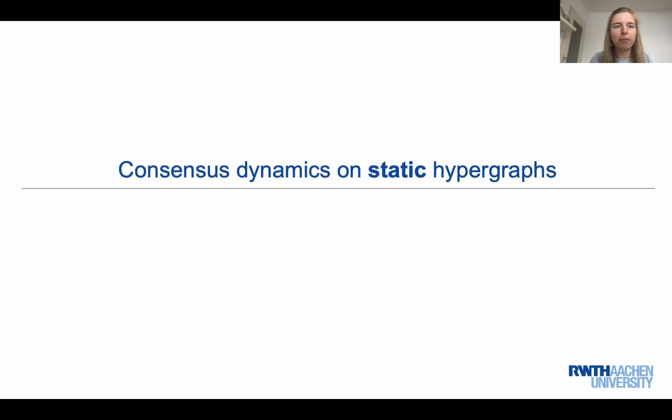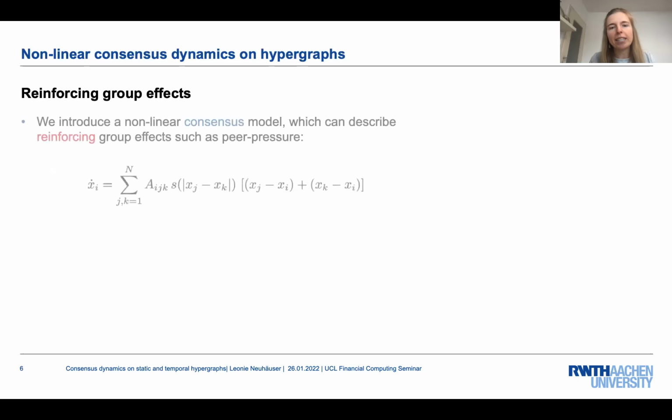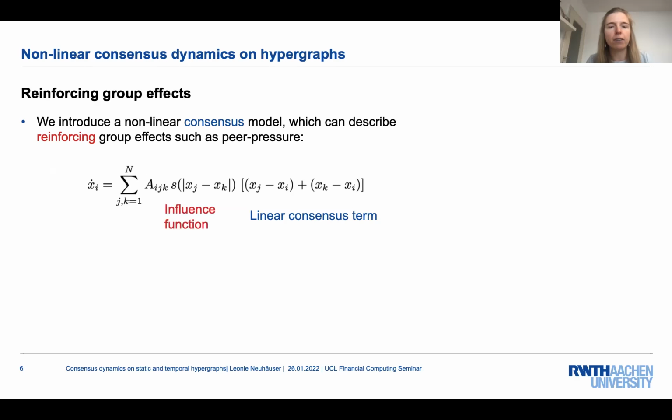As I said, in the first part of my talk, I will now talk about those consensus dynamics on static hypergraphs. Let us introduce an interaction function that can actually capture this reinforcing effect that I just illustrated. It consists of a linear consensus term and of an influence term, an influence function S(x), which captures the higher order influence of the triangle nodes J and K on node I by basically scaling their pairwise influences by their state difference, which is then modulated by this scalar influence function S(x).